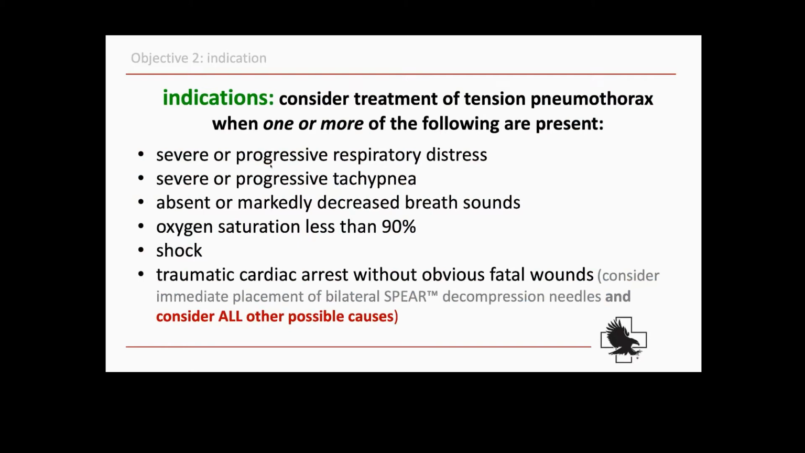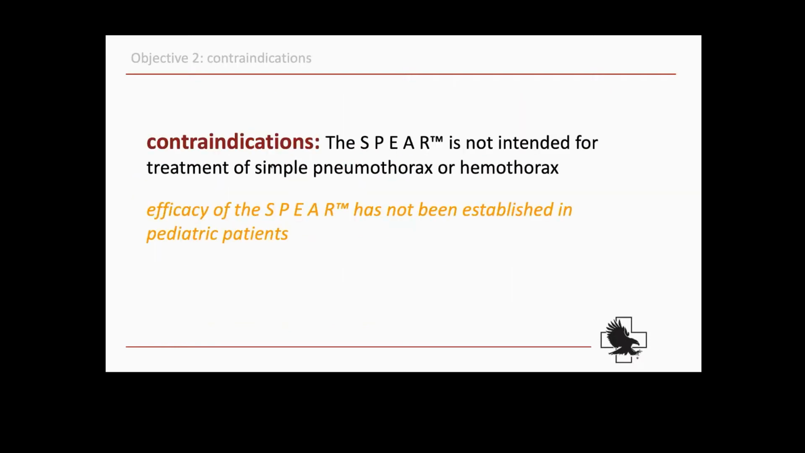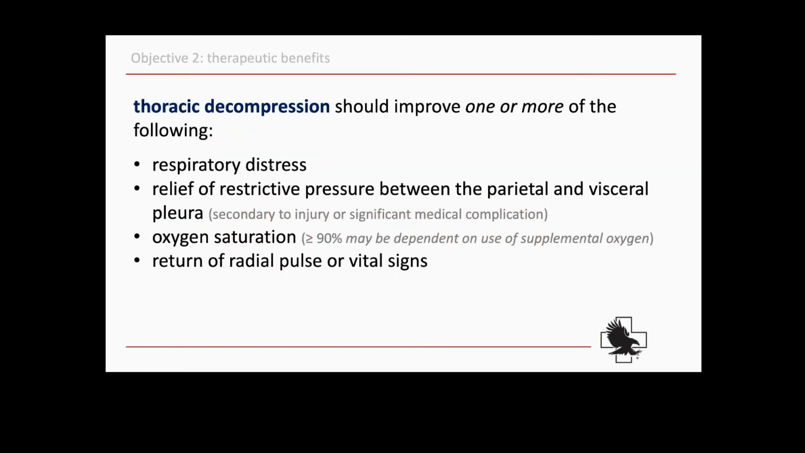So once again, our indications, I think we all know these. In general, I just want to leave here as a reminder that this is for tension pneumothorax. Oxygen saturation dropping, hypoxia, decreased breath sounds on the affected side, signs of tachypnea, respiratory distress, hemorrhagic shock, and hemodynamic instability in the setting, especially of traumatic injury or cardiac arrest, are all our indications to treat a tension pneumothorax, or treat a pneumothorax that is concerning for a tension pneumothorax. And once again, the contraindications: really, not for pediatric patients would be the most important one, and not just for simple pneumothoraces or hemothoraces, as we've already discussed.